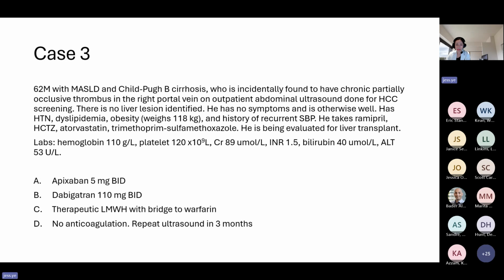The last case is a 62-year-old man with Child-Pugh B cirrhosis, incidental chronic partially occlusive thrombus in the right portal vein on an outpatient ultrasound. Patient's well, no symptoms, is being evaluated for liver transplant. Blood work is pretty acceptable for anticoagulation. In this scenario, I would pick apixaban 5 milligram twice a day.